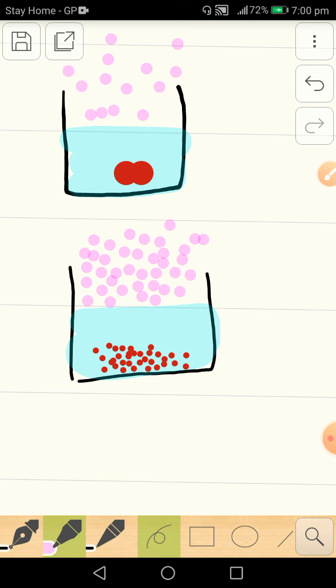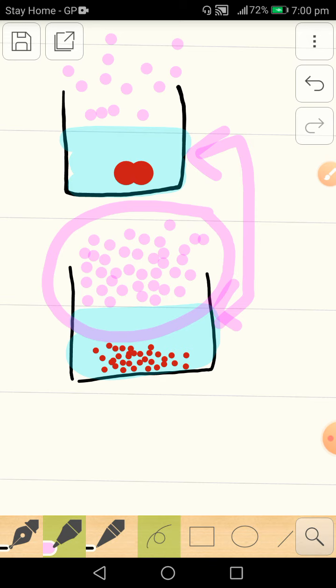How quickly the products are formed depends on the rate of reaction, and the amount of products produced depends on the amount of reactants. So in both these cases the amount of reactants remains the same, so the amount of carbon dioxide produced is the same, but in the second case the carbon dioxide will be produced at a higher rate.